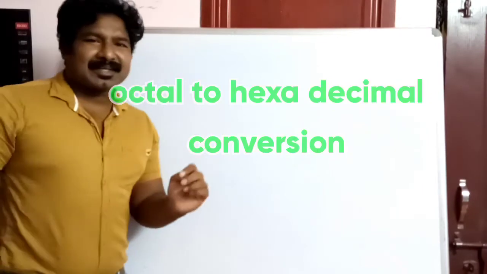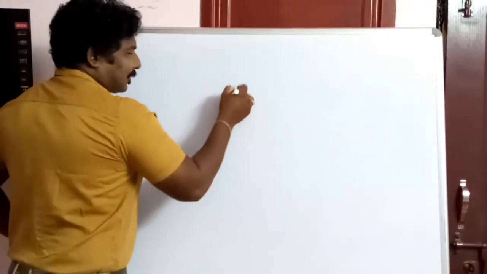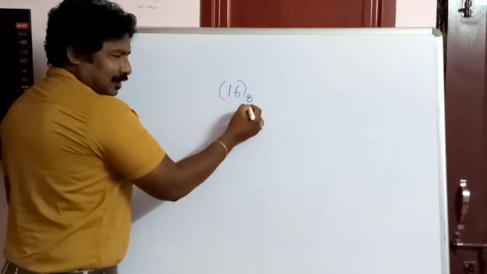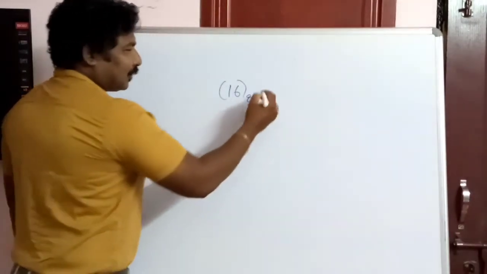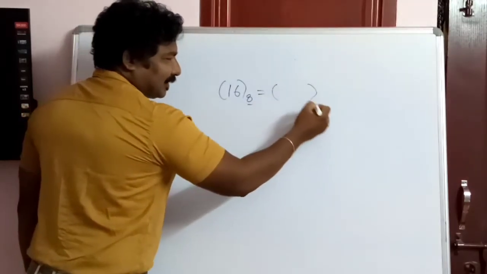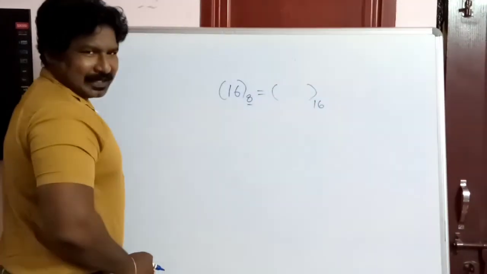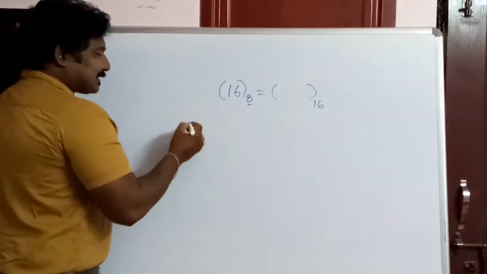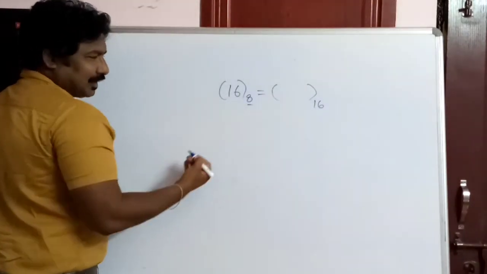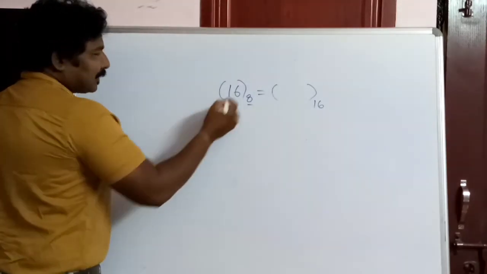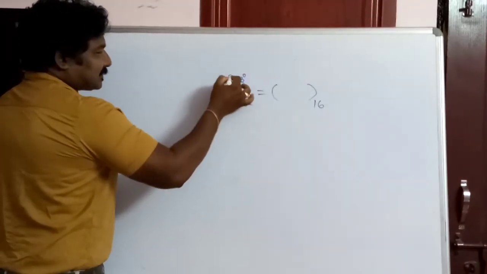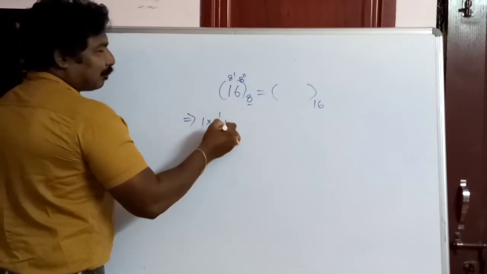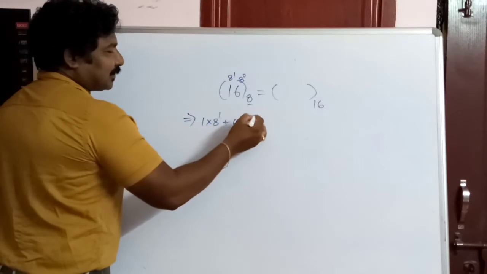Just look at this example. There is a number 16 with base 8, that is an octal number. What is its value in base 16, that is a hexadecimal value? How do you convert this? The octal number 16 has positions 8 power 1 and 8 power 0, so it can be written as 1 into 8 power 1 plus 6 into 8 power 0.